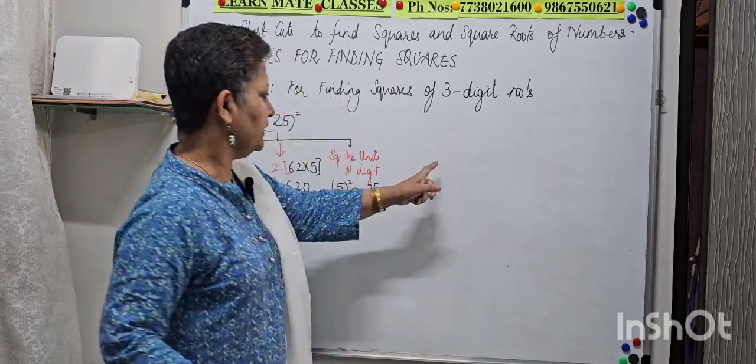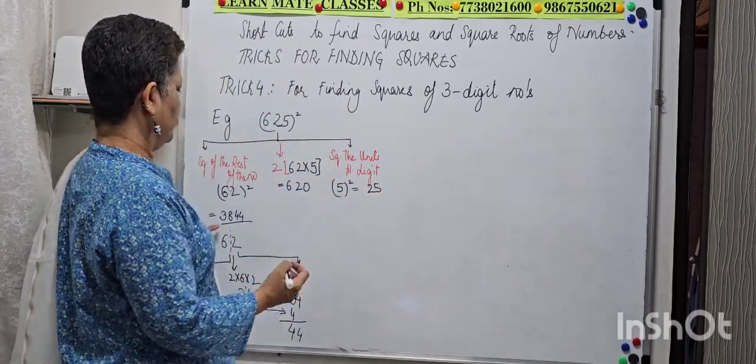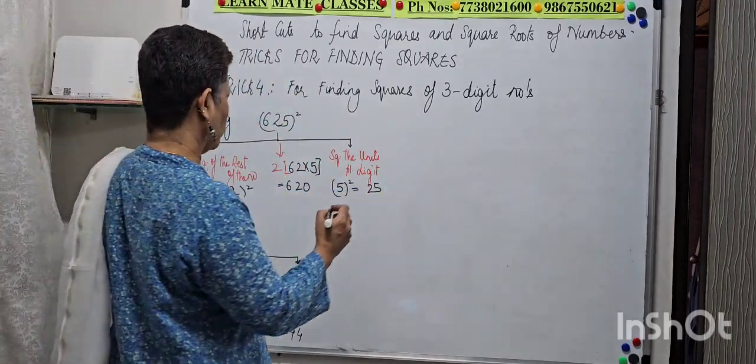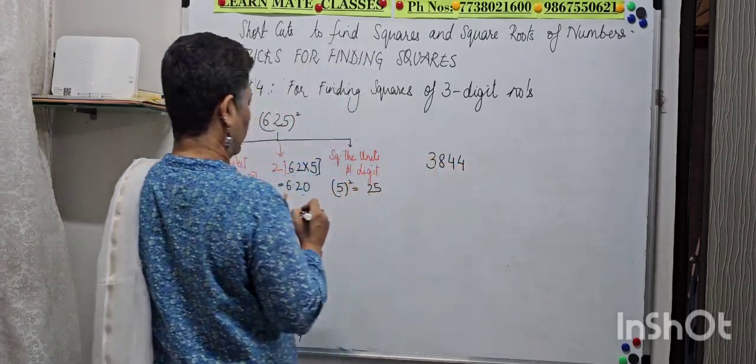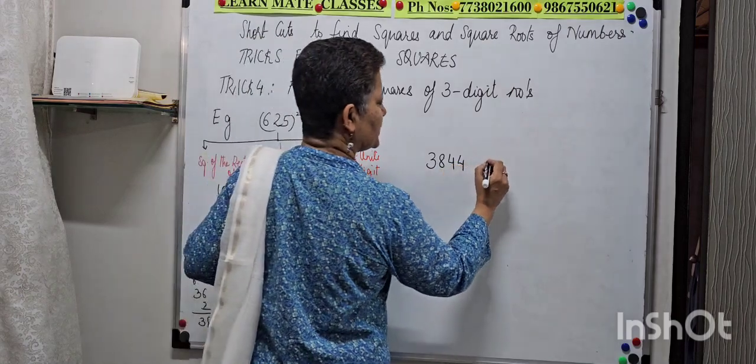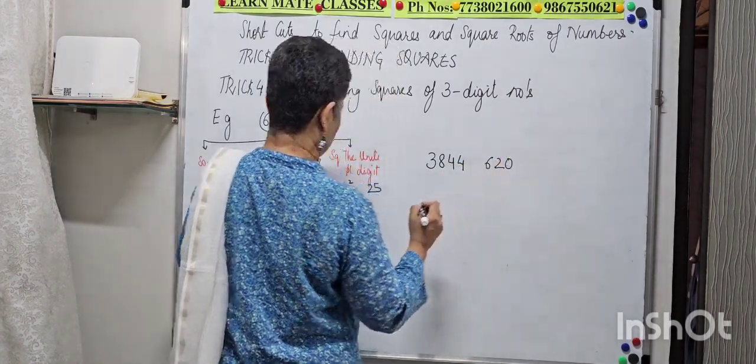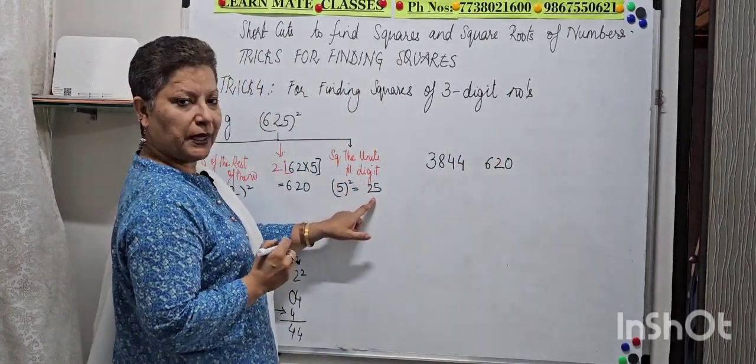Let's just write this here with a little bit of space. From 62 square, we've got 3844. The middle number has come out to be 620. And the last square in the units place, we've got 25.